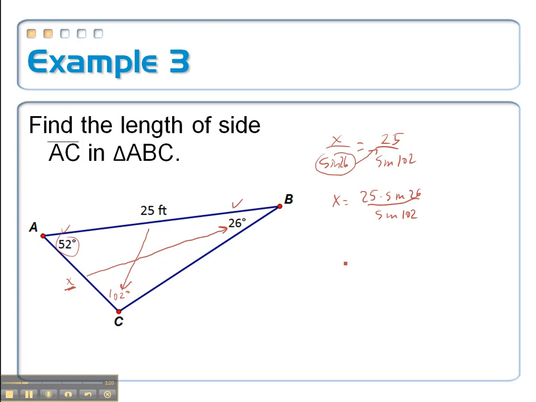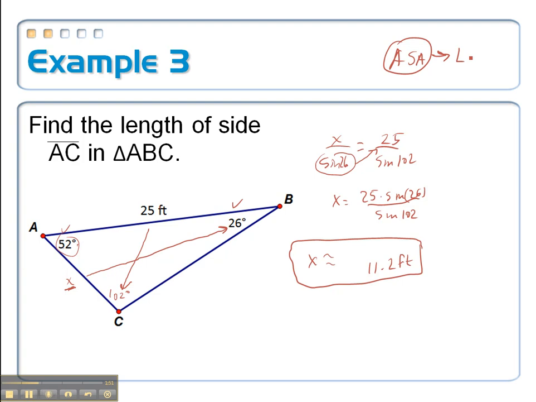Put this into the calculator. Again, make sure you close the parentheses on that sine 26. X should be approximately equal to 11.2 feet. Also, notice that this triangle has configuration angle, side, angle. Angle, side, angle, which also creates one and only one triangle, and it allows us to use the law of sines in order to solve it.